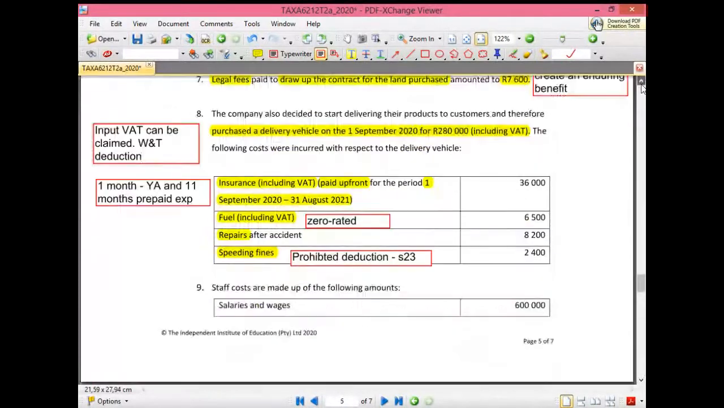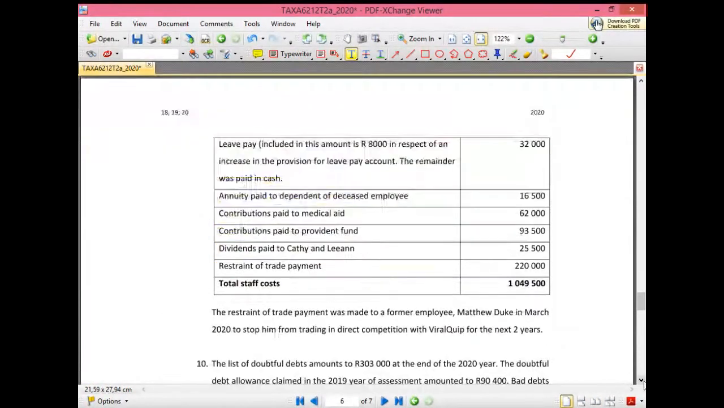Okay, so then point number 9, they talk about staff costs and then they break it down based on what the deductions are. So the first one is salaries and wages, which is our normal salaries and wages expense, which we can deduct as per normal. Leave pay, we need to go look at whether there's any provision for future liabilities, because that is prohibited in terms of Section 23. So what they tell you is leave pay included in this amount is $8,000 in respect of the increase of provisions for leave pay.